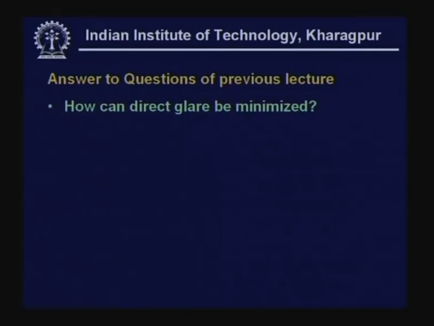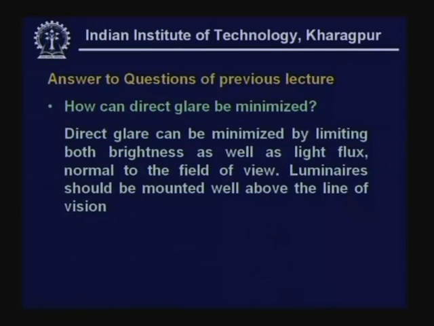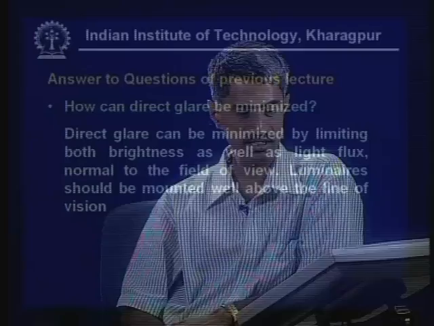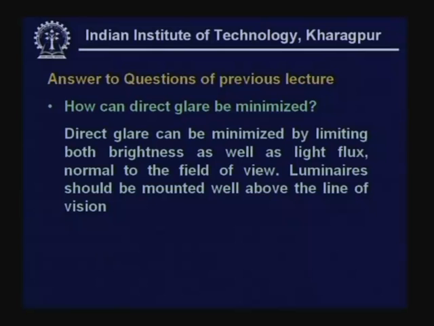Continuing with the questions, how can direct glare be minimized? Direct glare is best minimized by limiting both brightness as well as light flux in the field of view. See, the luminaires should be mounted well above the line of vision. In fact, when they are mounted in the line of vision and if there is an intense source of light, that is when the glare arises. So, direct glare can be minimized by limiting both brightness as well as light flux normal to the field of view. Luminaires should be mounted well above the line of vision.